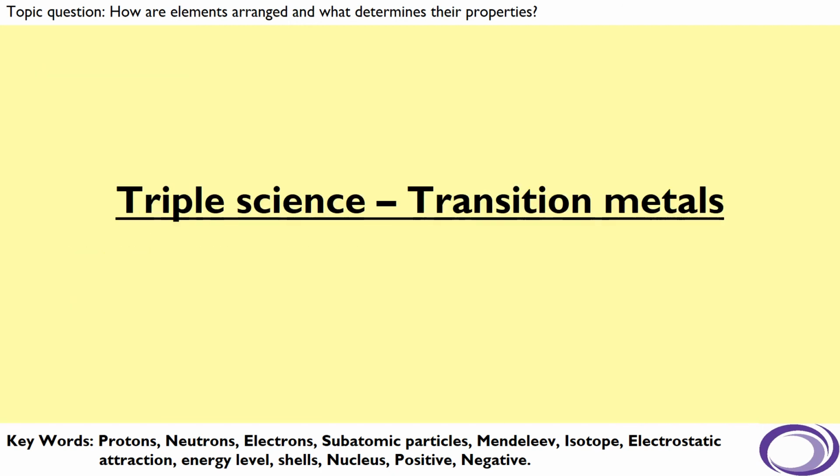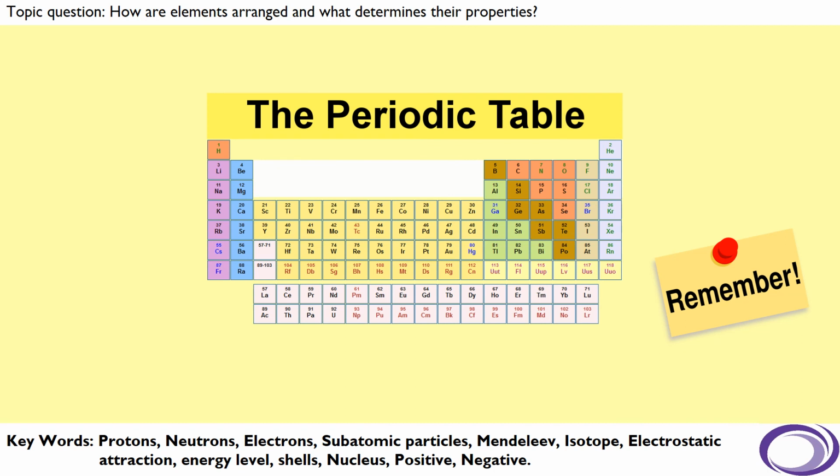Our triple science students also need to know about transition metals. Now, in the periodic table, remember we have groups and we have periods. But if you look at your periodic table, the middle central block does not have any group numbers, and that is the transition metal block. So between group 2 and group 3 is where you find your transition metals.